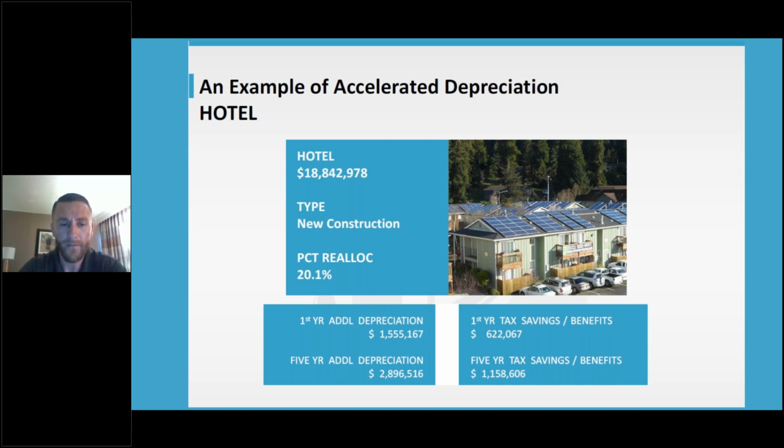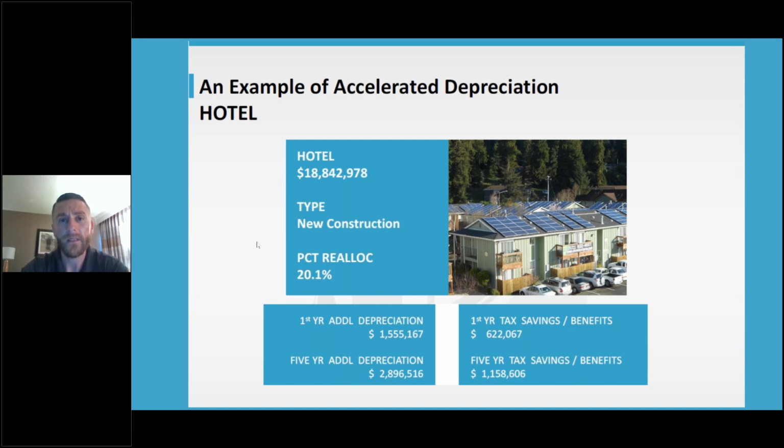So for this building, the first year additional depreciation is going to be $1.5 million in expenses. And the after-tax savings, if you look to the right there, is $622,000. So that's an actual cash savings of $622,000 just by executing on a cost segregation plan for their property. And then the entire 5-year additional depreciation is that 2.8, which again, with the after-tax is 1.1 million in savings. So you can see that, again, everything's dependent on the size, style, and scale of your hotel.